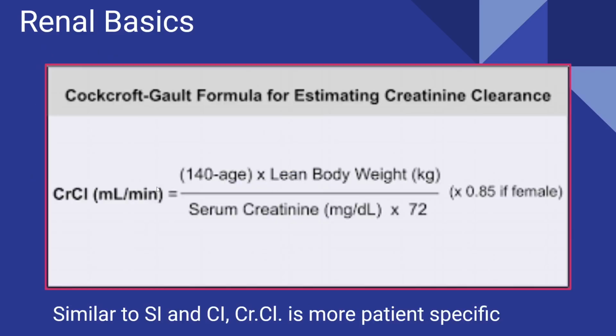Here's another way to look at it here. This is the formula. The big thing here is we're calculating weight and age and how creatinine clearance is calculated. So you're not going to necessarily need to know this for the exam of how to calculate that, but it's similar to how stroke index and cardiac index are calculated. Creatinine clearance is just more patient specific.